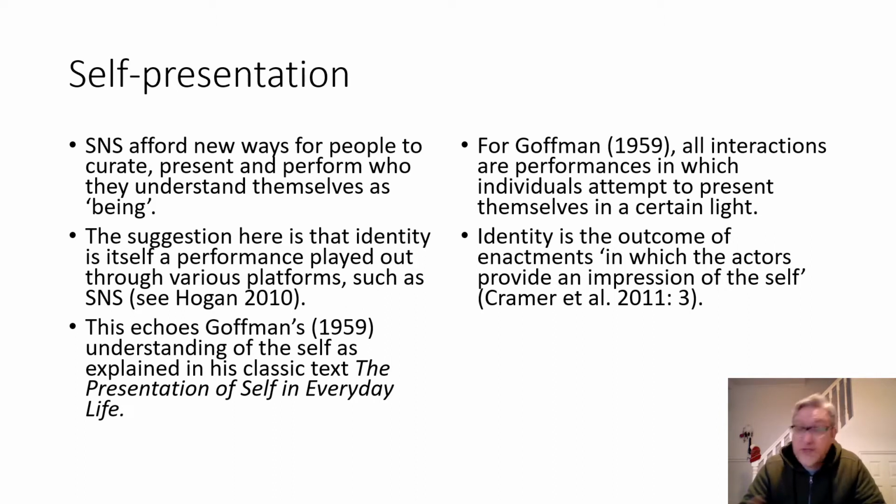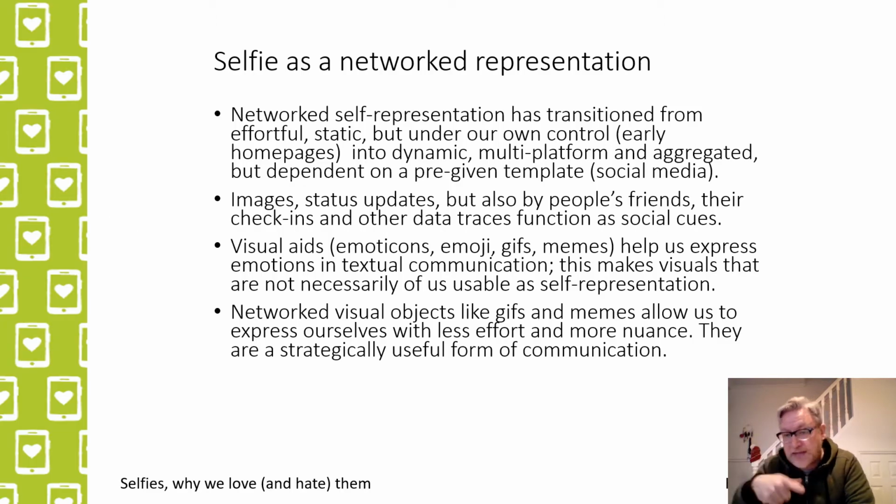And therefore, what we do on social media in general, but particularly what we do with selfies and visual presentation of ourselves and self-representation, is always a performance which is there to present ourselves in a particular light. So going back to Kat stuff again, network self-representation has transformed from effortful, static, but under our own control, which is sort of pre-social media, early homepages, into dynamic, multi-platform and aggregated, but dependent on pre-given templates, social media. So images, status updates, but also by people's friends, their check-ins and other data traces function as social cues, which build up our identity to ourselves and to others.